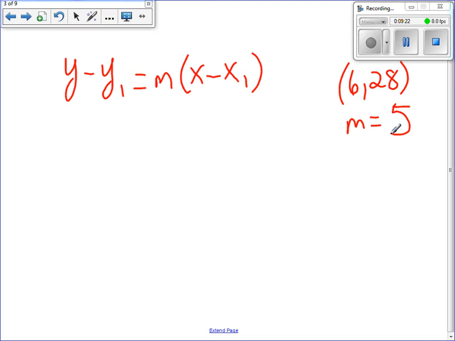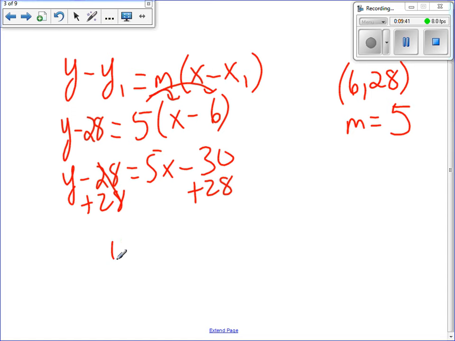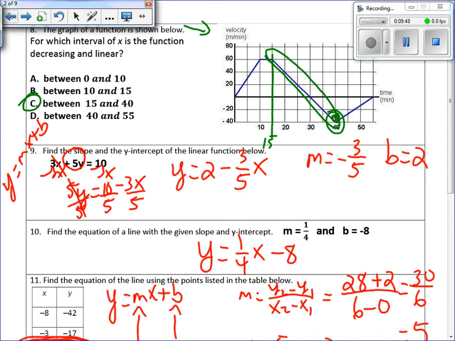We figured that out using the slope formula. y minus 28 equals 5 parentheses x minus 6. Distribute. y minus 28 equals 5x minus 30. Add 28 to both sides. y equals 5x minus 2. So you could have done it this way as well. You guys know how to do that.